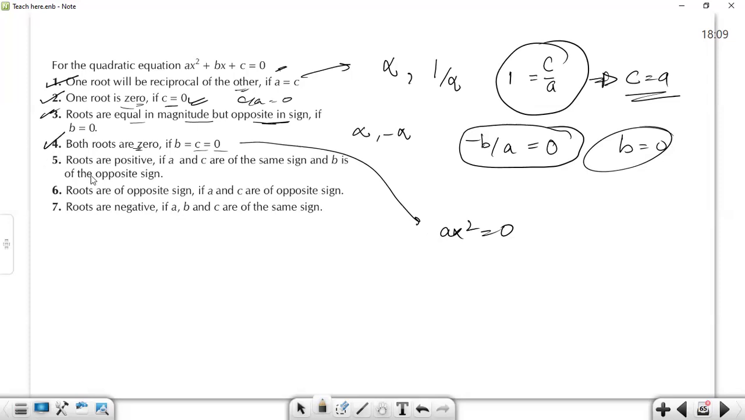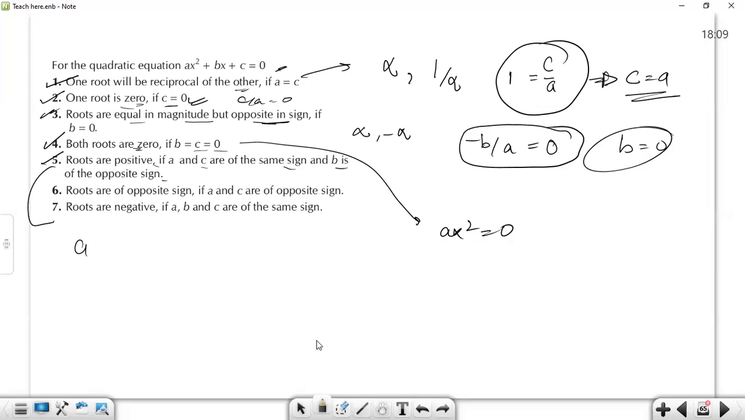Now discussing the next property. Roots are positive if A and C are of the same sign and B is of the opposite sign. So A and C must be of the same sign and B should be of the opposite sign, then the roots are going to become positive. We have also discussed it earlier. Clear? Something like this.